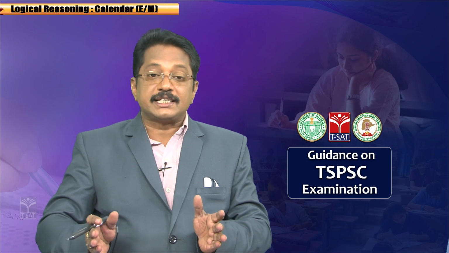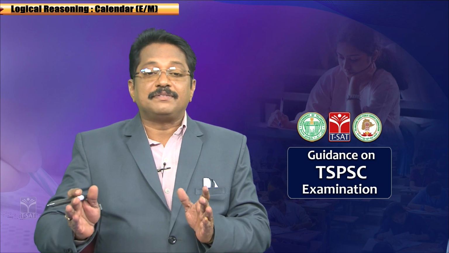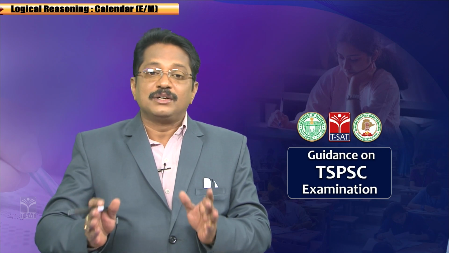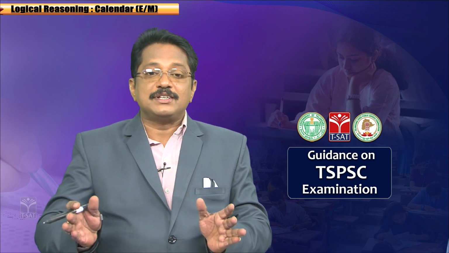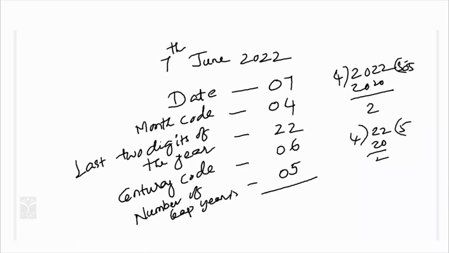So, its code is 6, and the number of leap years is simply the last 2 digits of the year divided by 4, and 5 is the quotient. Now, add all this: 7 plus 4 plus 2 plus 6 plus 5. 7 plus 4 is 11, 11 plus 2 is 13, 13 plus 6 is 19, plus 5 is 24, means it is totally 24, correct.